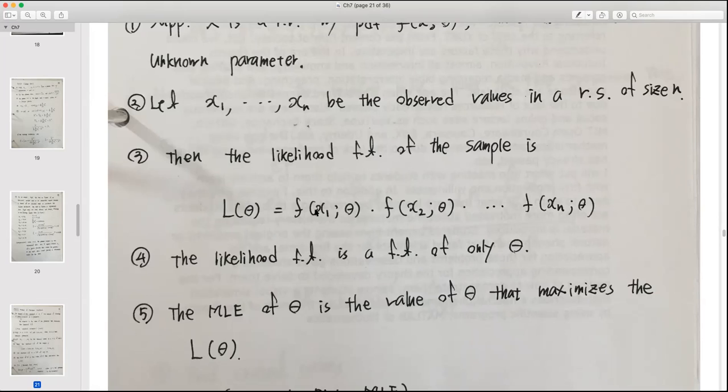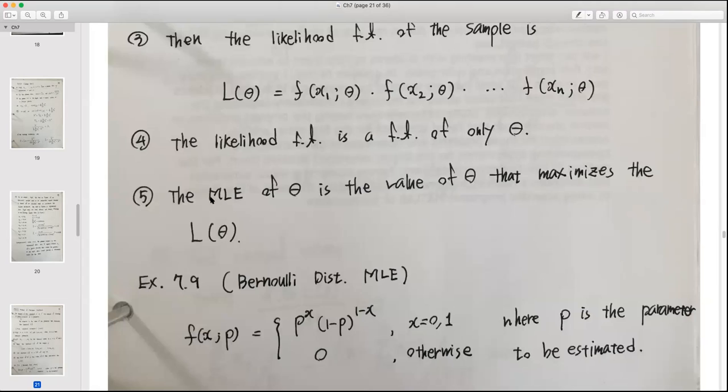So the likelihood function is a function of only theta. Eventually x1 through xn will be given as specific numbers in the problems, so the likelihood function must have only theta as the unknown variable. Theta is the parameter. So the MLE, the maximum likelihood estimator of theta, is the value of theta that maximizes L of theta.